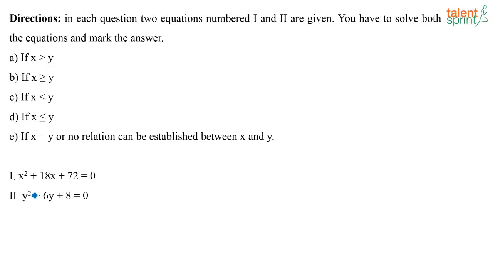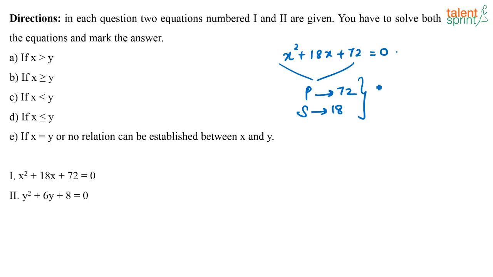Next question. So again a very easy question on equations. X squared plus 18x plus 72 is equal to 0. So here what do we get? Product of two numbers is 72, sum of the two numbers is 18. So what are the numbers that you have here? The numbers are 12 and 6, correct? 12 times 6 is 72, 12 plus 6 is 18.